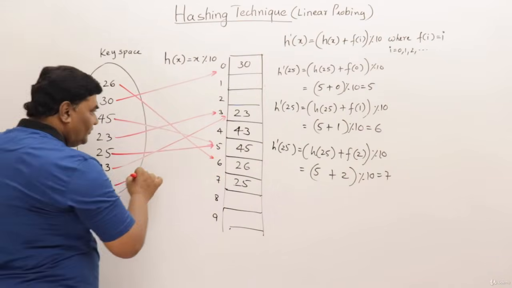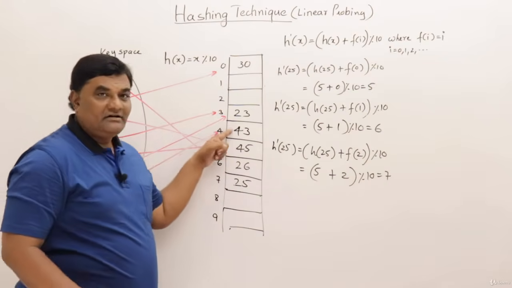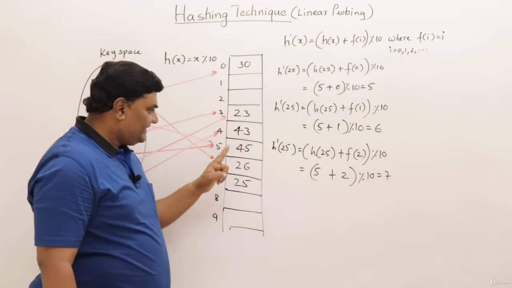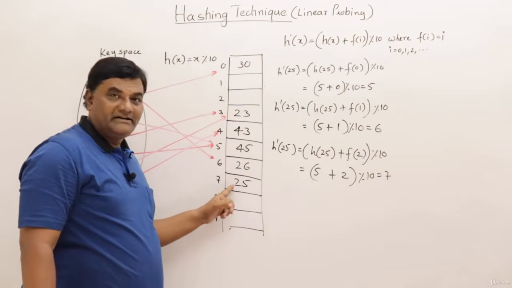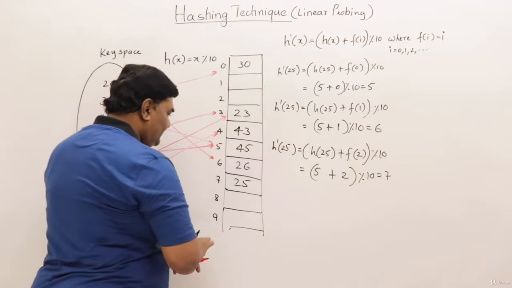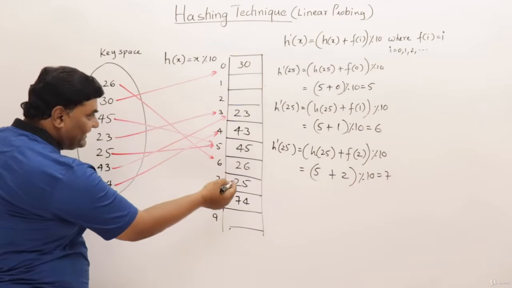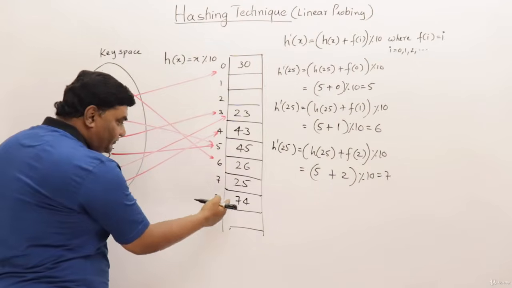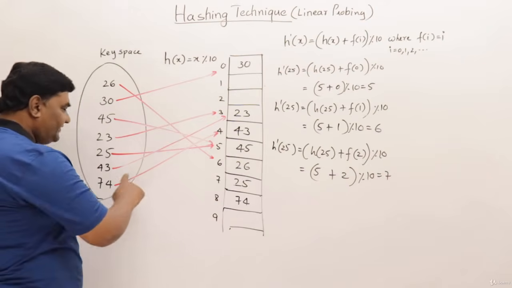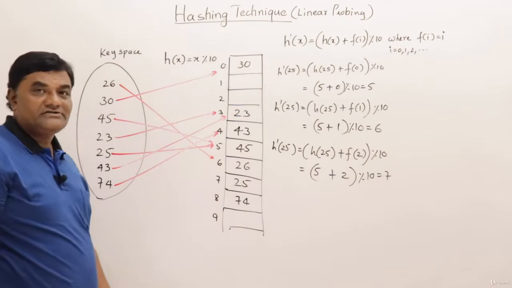The next key, 74, is mapped here. Already occupied. The next one is occupied too. Next, yes, this is free. So 74 will come here. See, it is a very long distance. Actually, it was mapped at 4, but it's stored at 8. So many collisions. For storing 74, there were 1, 2, 3, 4 collisions. After 4 collisions, it got stored.